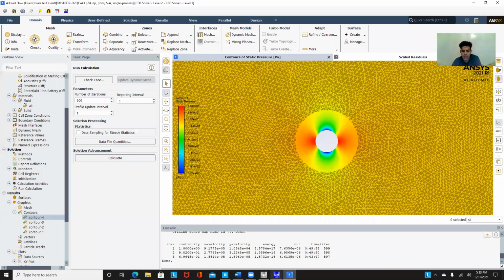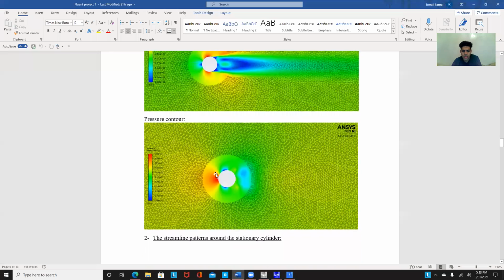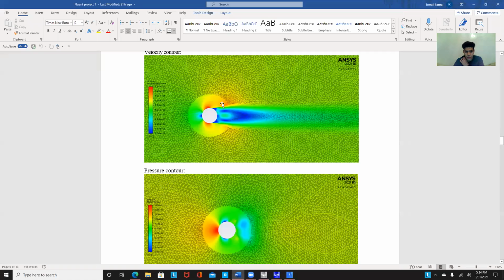It's a little bit different, like I said, just because of my calculation, but this is how it should look for the turbulent flow, because I did it like 4 times just to make sure that I'm getting similar results. But this is the right result that I should be getting for the velocity and the pressure contour for a turbulent flow.